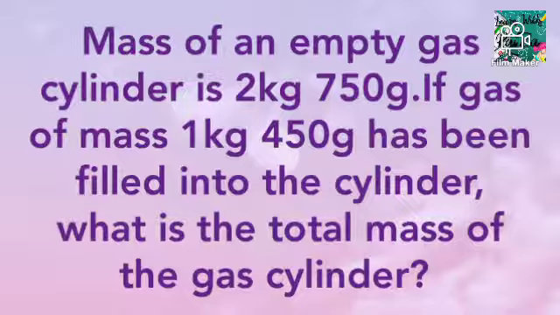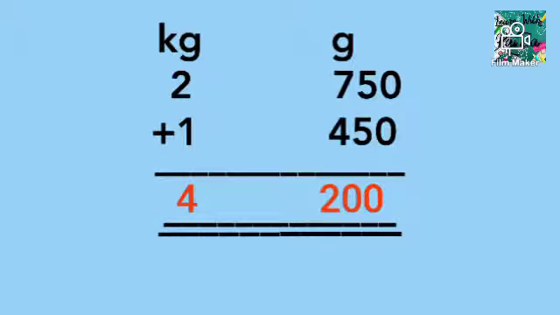So the cylinder weighs 2 kilograms 150 grams, and the gas inside is 1 kilogram 450 grams. Now they are asking what is the total mass of the whole gas cylinder containing the gas. So how to add? The usual addition method, but you have to place the units properly. That is the important thing. Now have a look at this diagram. Kilograms and grams.